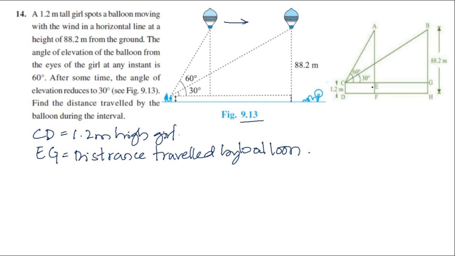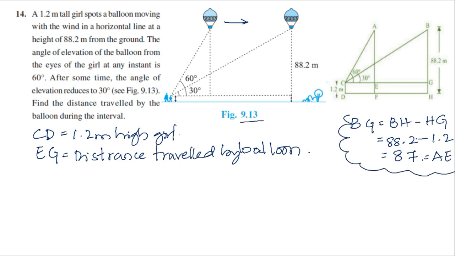What is very important thing you must do here, BG is nothing but BH minus HG. BH is 88.2 meters. You need to subtract 1.2 from there. We get it as 87. This is the length of BG. It is also same as the length of AE. This is the first important thing you must do. I am going to use this.